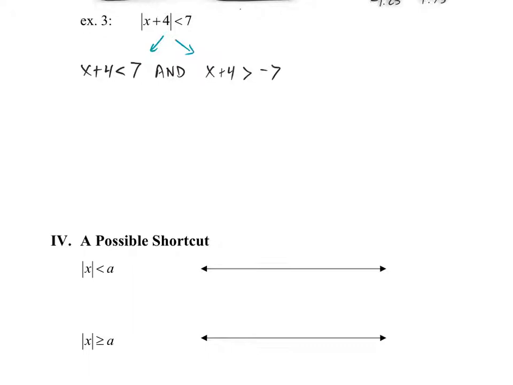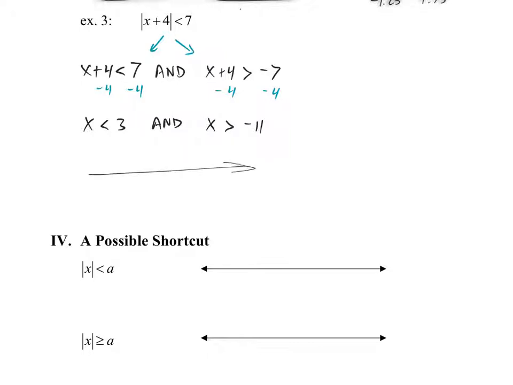So the one we make negative, we flip the sign. And a little bit fewer steps to the answer. We're just going to subtract 4 from everything. And if you do both sides kind of at one time, it helps you make sure you don't change the signs in the middle. We have x is less than 3, and, so intersection, x is greater than negative 11.